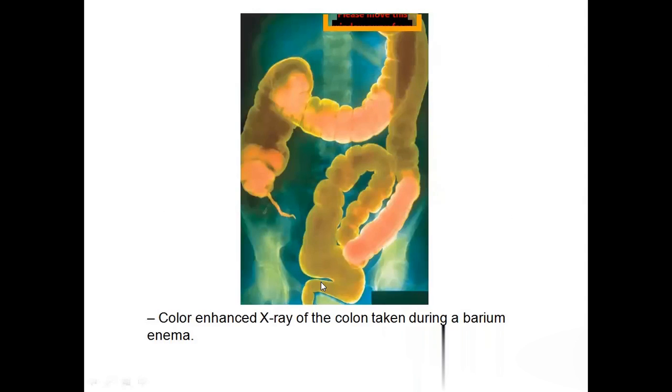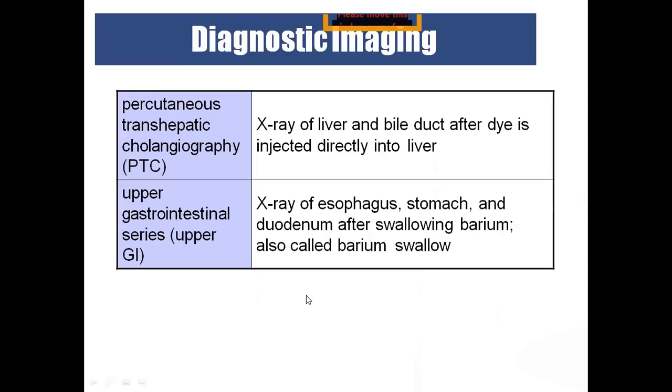You can see the injected barium. With the barium only we are able to see the contrast, so you can differentiate between the spine and the large intestine. This is the appendix and this is the cecum. And this is the colon: ascending colon, transverse colon, descending colon, sigmoid colon, and this is the rectum, and this is the anus.